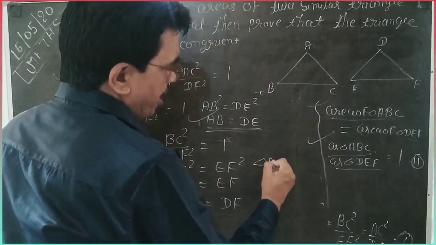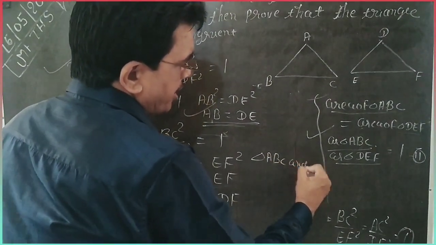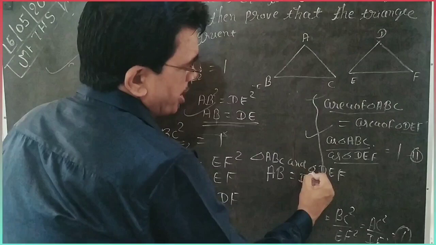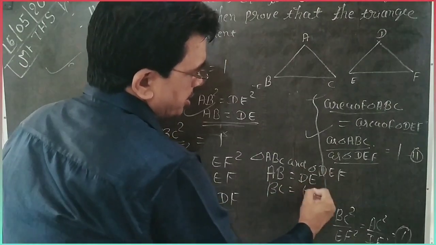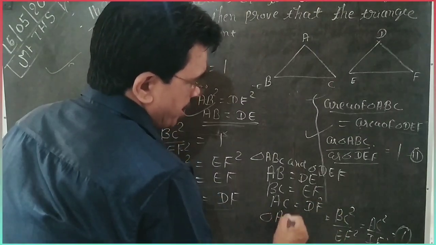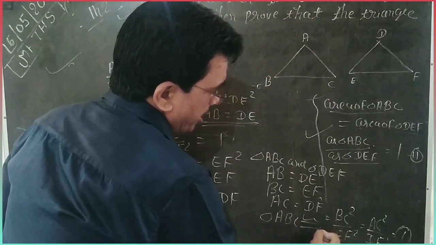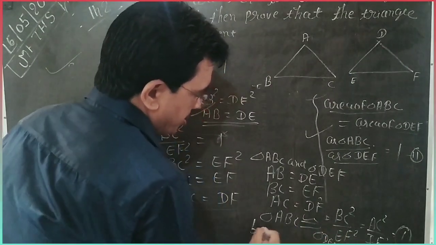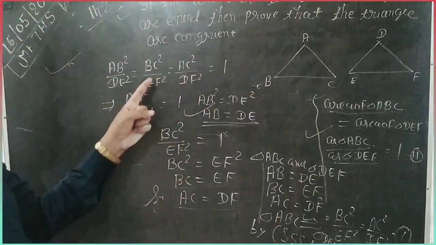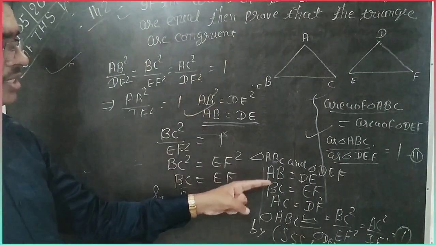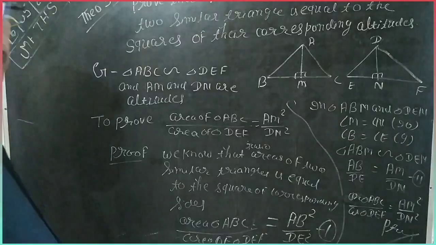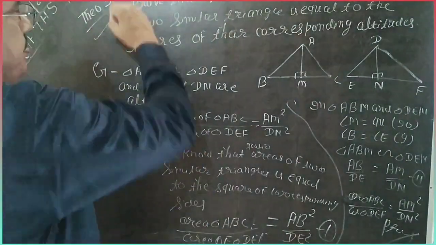So now in triangle ABC and triangle DEF, you write AB is equal to DE, BC is equal to EF, and AC is equal to DF. So triangle ABC is congruent to triangle DEF by SSS, because we use all three sides. If areas are equal, then their sides will also be equal. So by the SSS method, you can write both triangles are congruent.